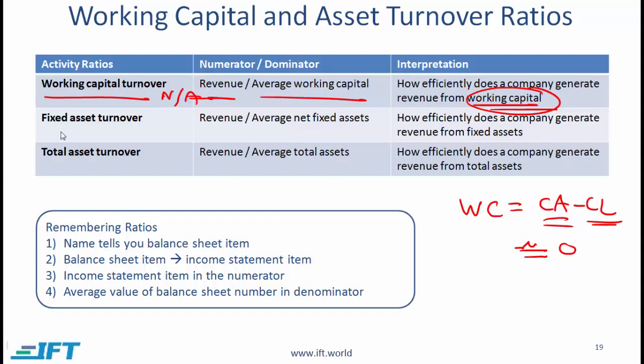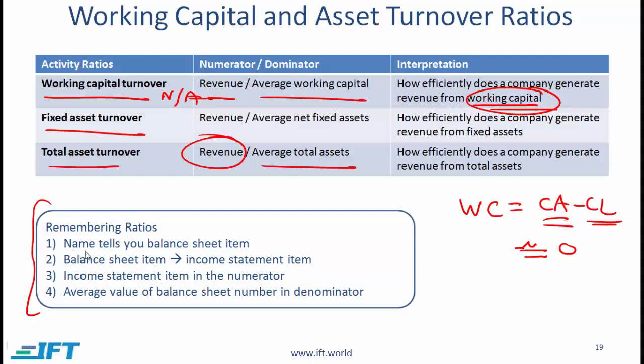We can also look at the fixed assets turnover ratio and the total assets turnover ratio. The total asset turnover ratio is revenue divided by average total assets, and this tells us how efficiently a company generates revenue from total assets. We have looked at several ratios, and you might be wondering how you can remember them. I'll give you a very simple technique that will make it easy for you.